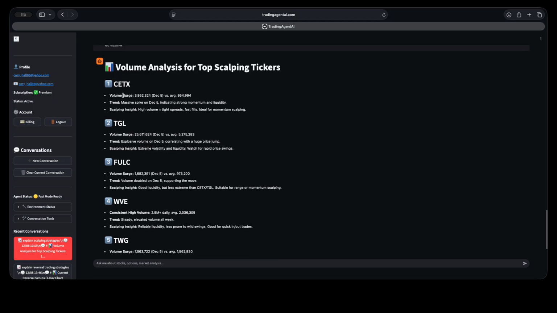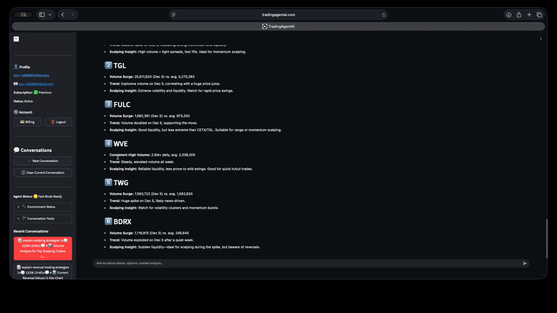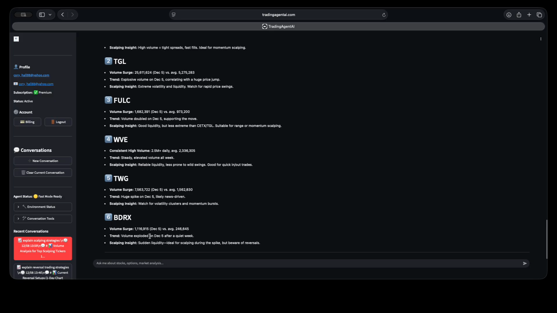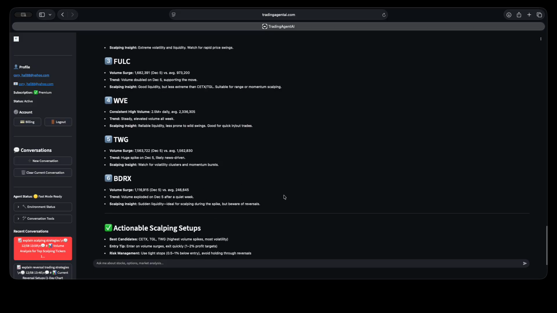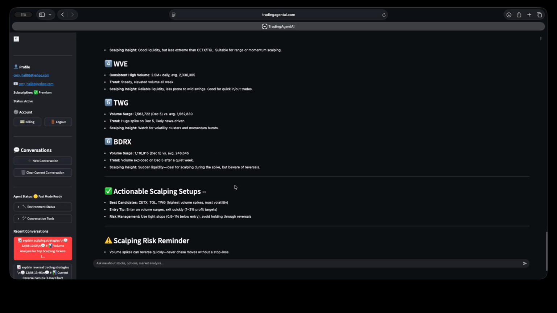But you'll be able to see that for CETX, massive volume spike today, indicating strong momentum and liquidity. For FULC, the volume doubled today, supporting the move. And then for WVE, we got steady elevated volume all week. And then for BDRX, the volume exploded today after a quiet week. So just out of nowhere, all of a sudden, it just blew up. There's probably some news catalyst or something in there.